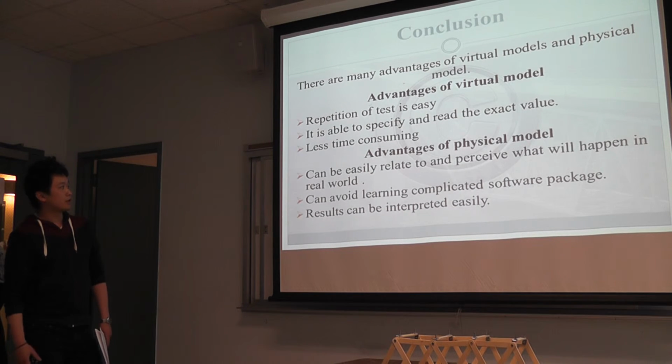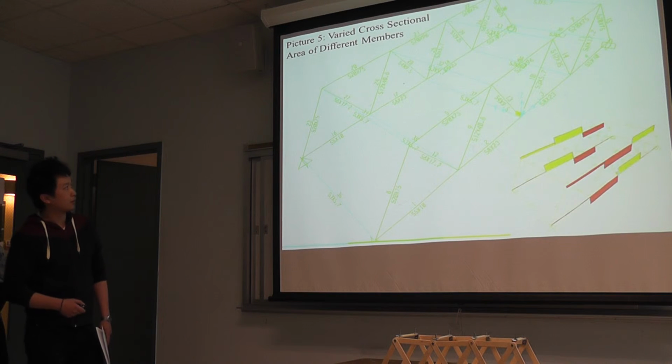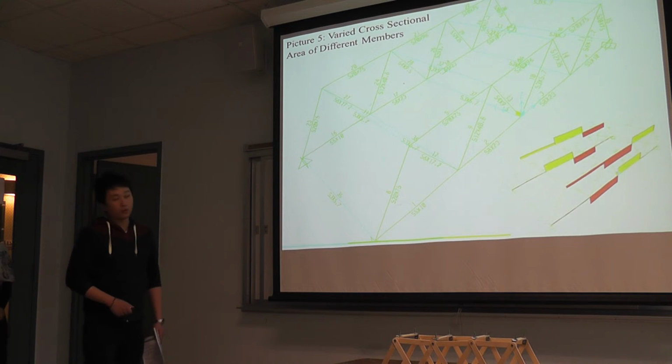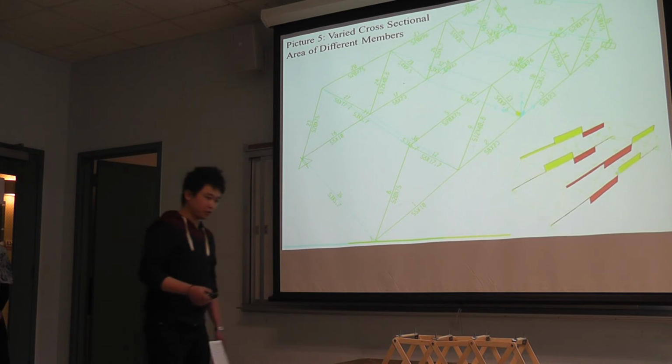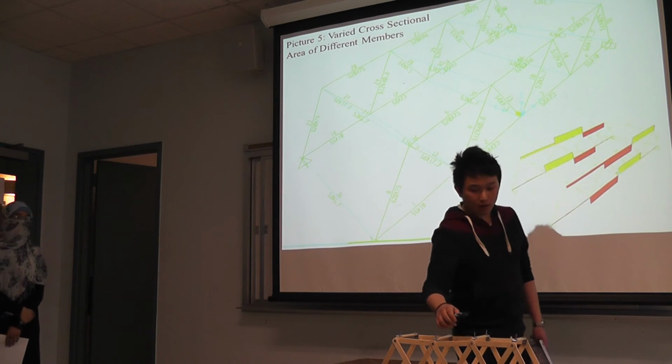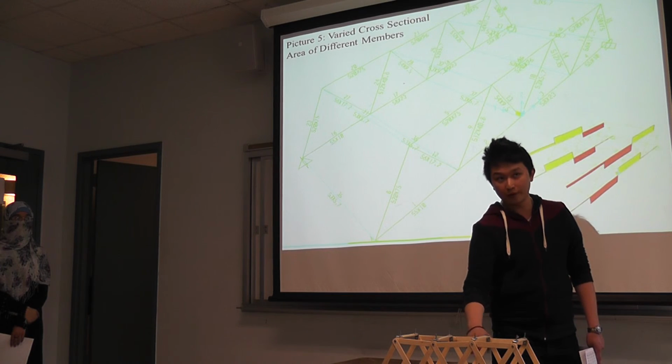Next is the advantage of physical models. The first one is that it can be easily related to and perceive what happens in the real world. For example, the graph in the virtual models: people who have never used software before will have a hard time understanding what these numbers mean and what this color indicates. But for the physical model, we just need to put a test weight on it. If it crashes, we know which part is safe and which part needs to be reinforced.